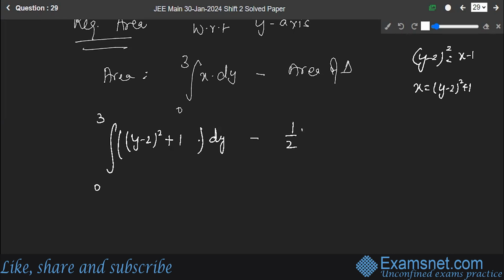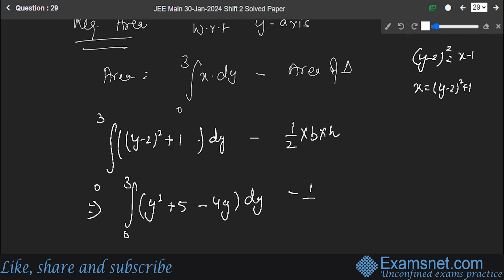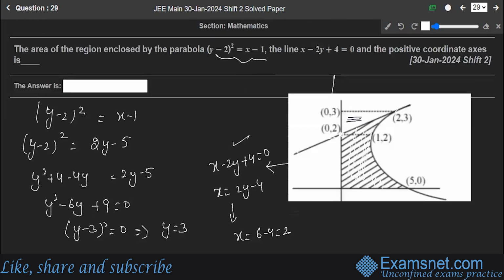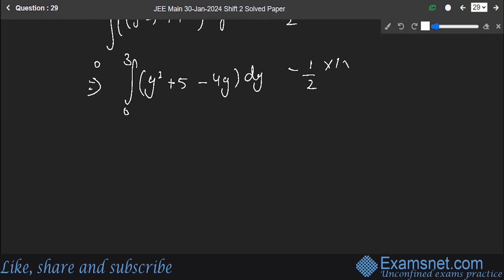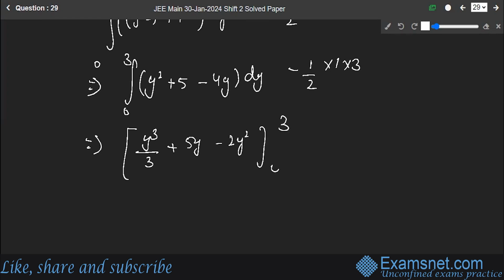minus the area of the triangle, half into base into height. This will be given by, let's open, y square plus 4 plus 1, that is y square plus 5 minus 4y, into dy, limit 0 to 3, minus the area of the triangle. So see, the base is 1 and the height is 3. This will be y cubed by 3 plus 5y minus 2y squared, from 0 to 3, minus 3 by 2.